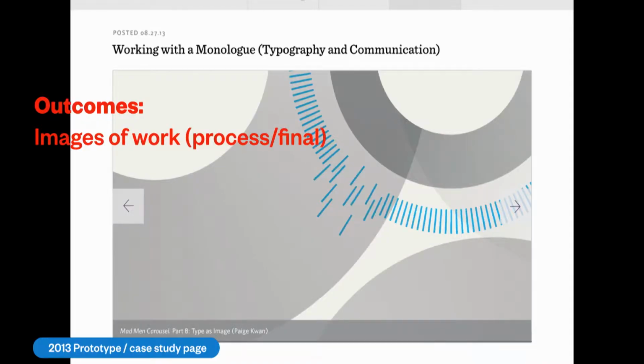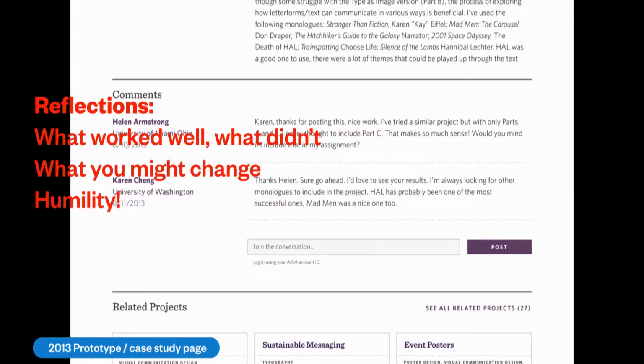Then there's a portion, the outcomes, and these are images of the final work. And we're visual people, so we want to be able to see something that goes with it. This could be video, this could be process images. What I'm showing you here are examples from the 2013 prototype that was built, so these are going to get updated.